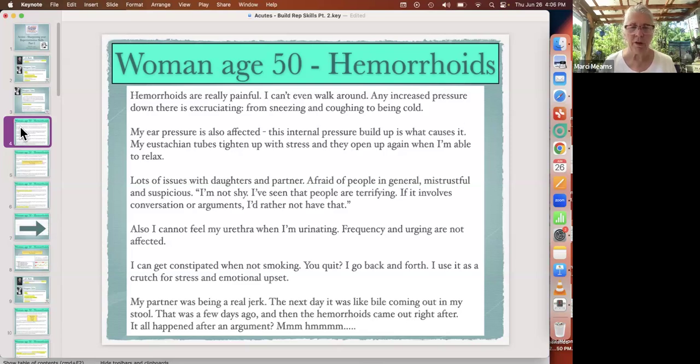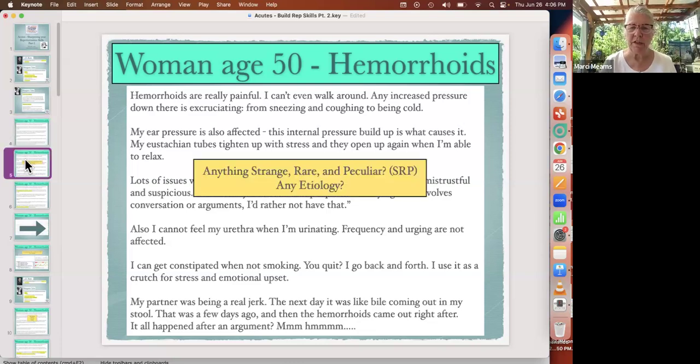Also, I cannot feel my urethra when I'm urinating. Frequency and urging are not affected. I can get constipated when not smoking. I ask, you quit? She said, I go back and forth. I use it as a crutch for stress and emotional upset. My partner was being a real jerk. The next day it was like bile cut in my stool. That was a few days ago, and then hemorrhoids came out right after. I asked, it all happened after an argument? Mm-hmm. Okay.